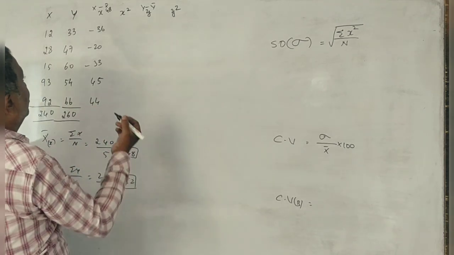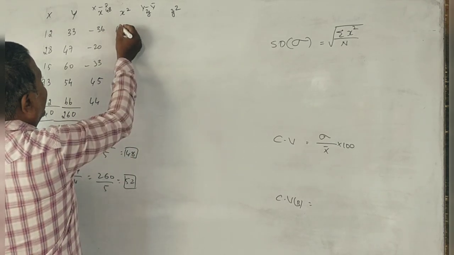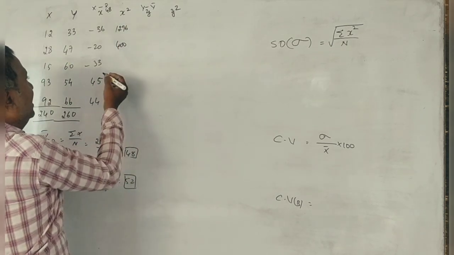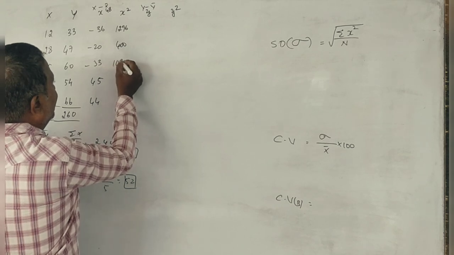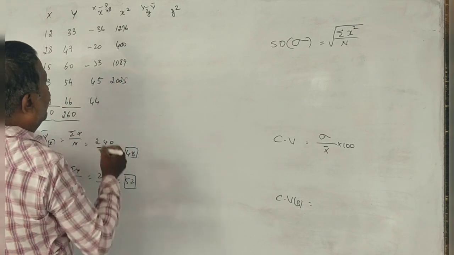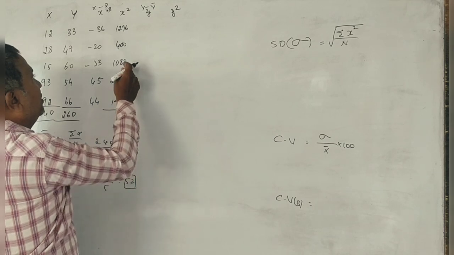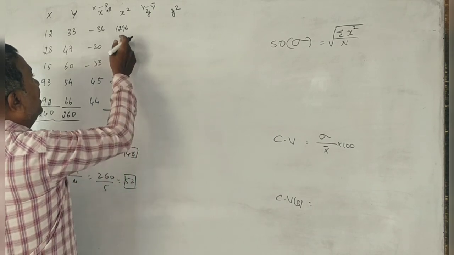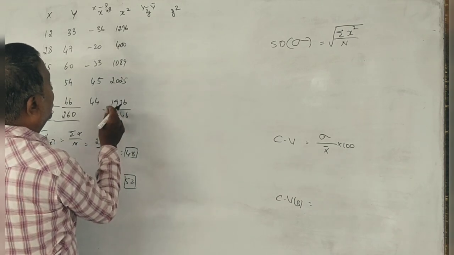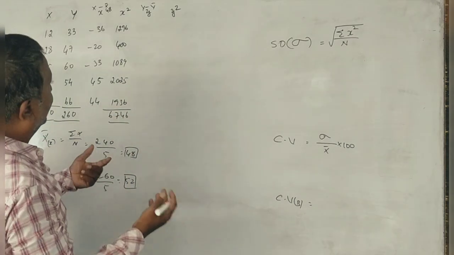Correct? Yes, sir. Next, square them. 36 into 36 is 1296. 20 into 20 is 400. 33 into 33 is 1089. 45 into 45 is 2025. 1936. Total of the squares is 6746.